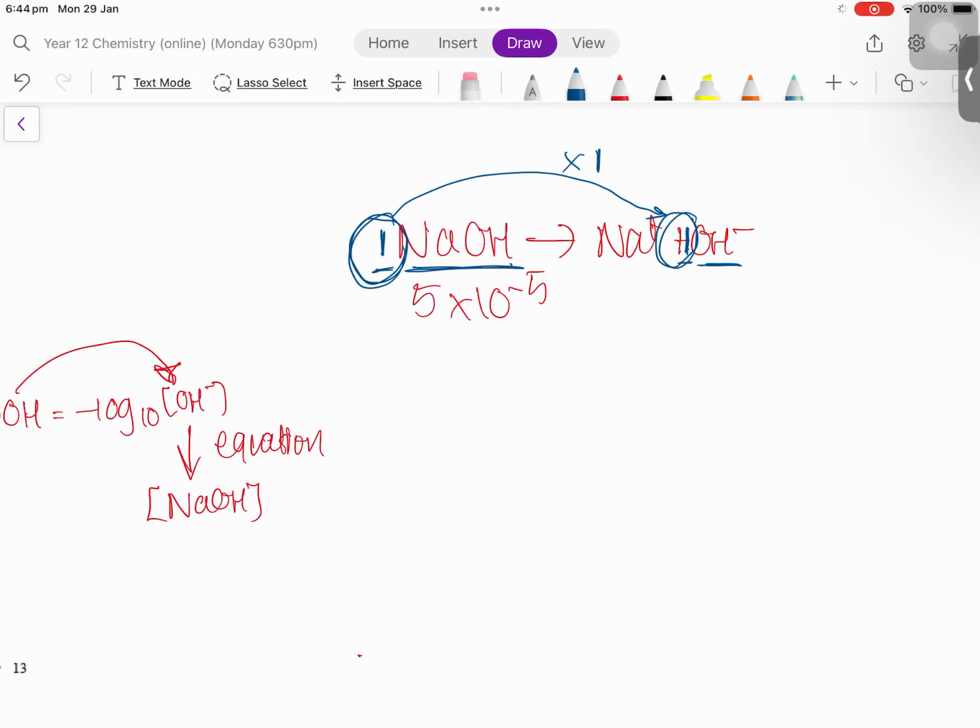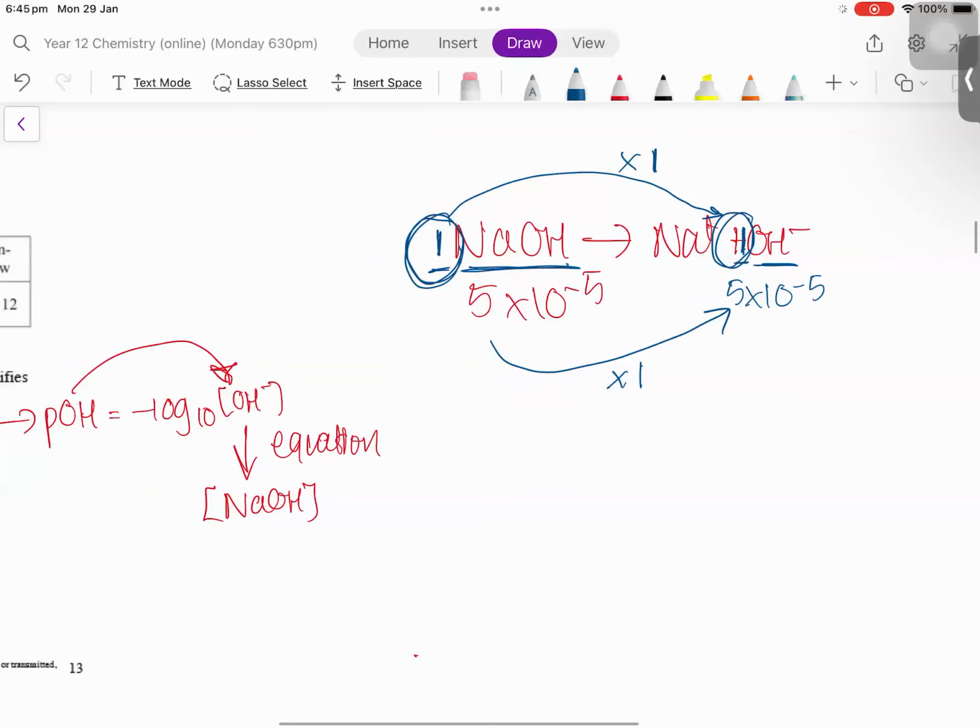Yeah. So when you figure out that ratio, you do the same thing with the actual number. I times the ratios by 1, which means when I have 5 times 10 to the minus 5, I times that by 1 and get the same thing. So what's the concentration of OH minus? 5 times 10 to the power minus 5. Good. Got it? Yeah.